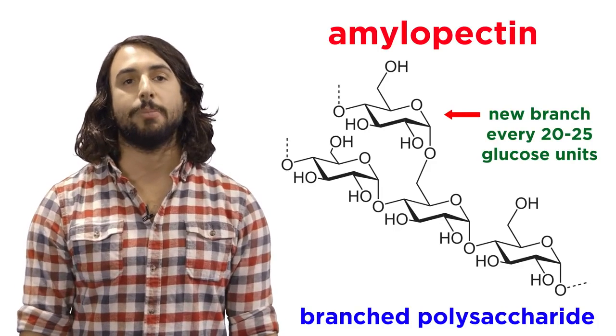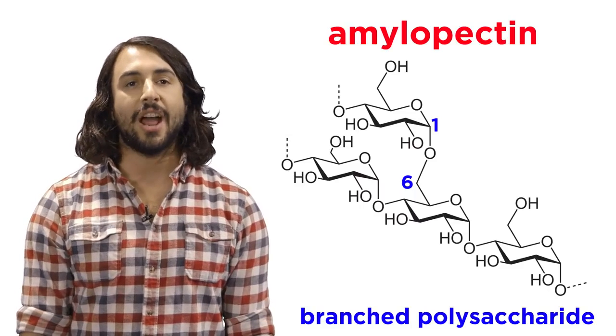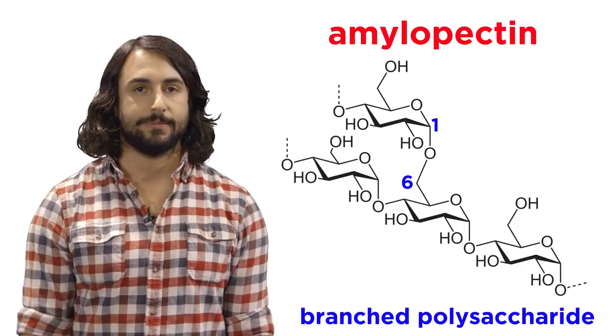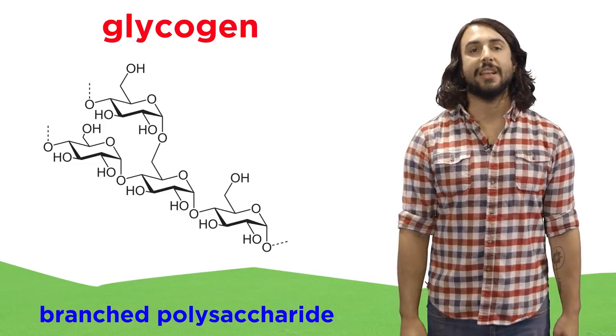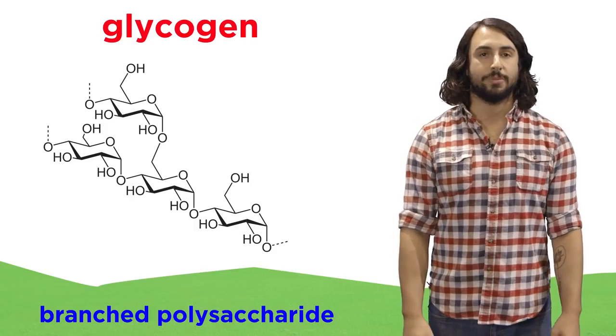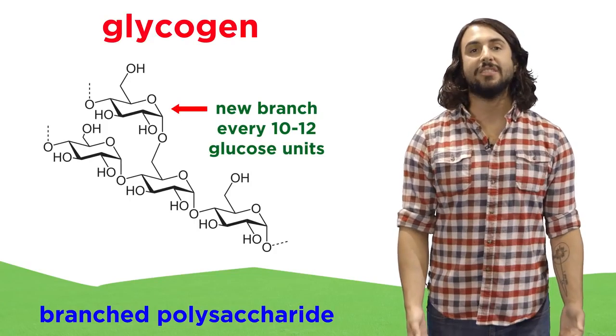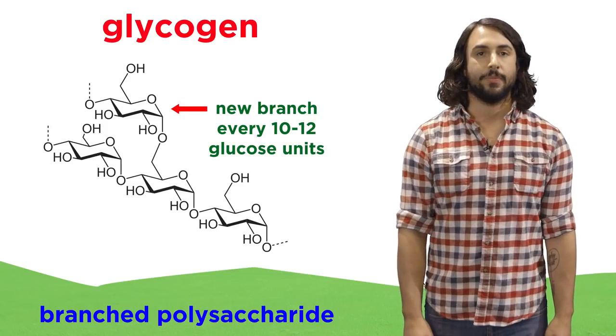The branching will occur between carbon 6 of one glucose and carbon 1 of another, and another chain initiates from there. Similar to amylopectin is glycogen, which also has alpha-1,4 linkages between glucose molecules, but glycogen has even more branching, occurring every 10 to 12 glucose units.